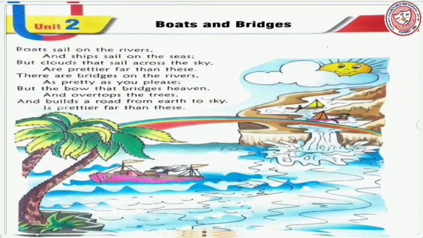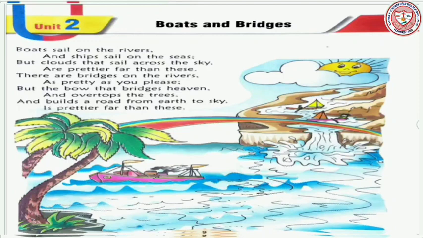So, in a nutshell, in this poem, the poetess admires the natural beauty. She says that the clouds that sail across the sky are more beautiful than the boats and ships sailing across rivers and oceans. The poetess also draws the comparison between the bow of the bridges on the river and the bow that bridges the sky.